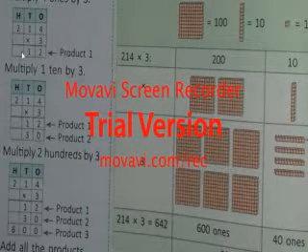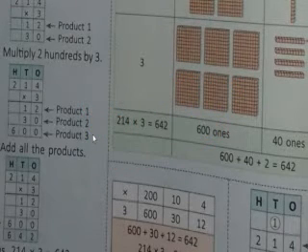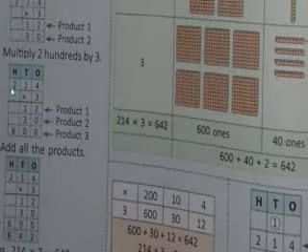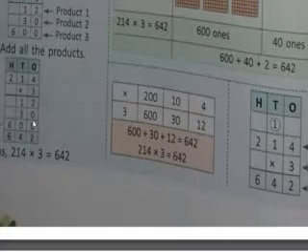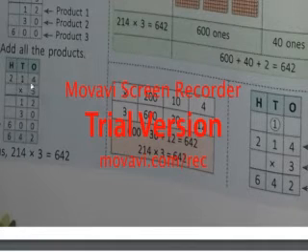So 200 into 3 it will become 600. So 600 you can write, you can see it written over here, and then after all the products are added, because after this 2 there is no number, so add all the products, all has been added, and it becomes 642. So we can write 214 into 3 is 642. This is one method.